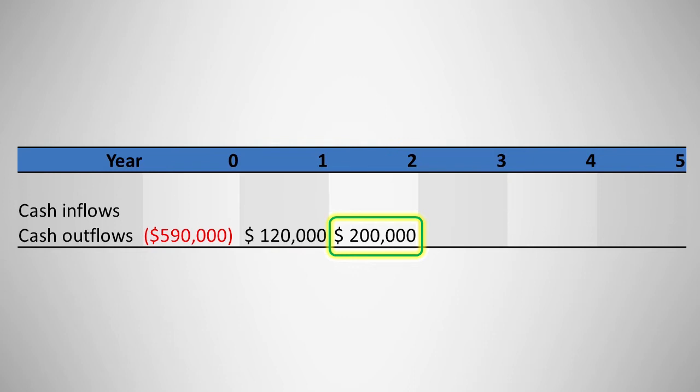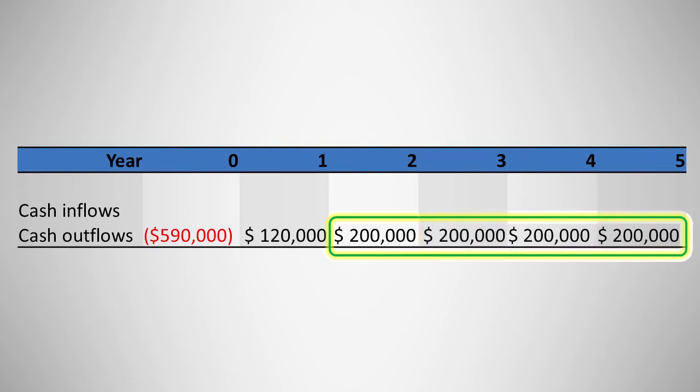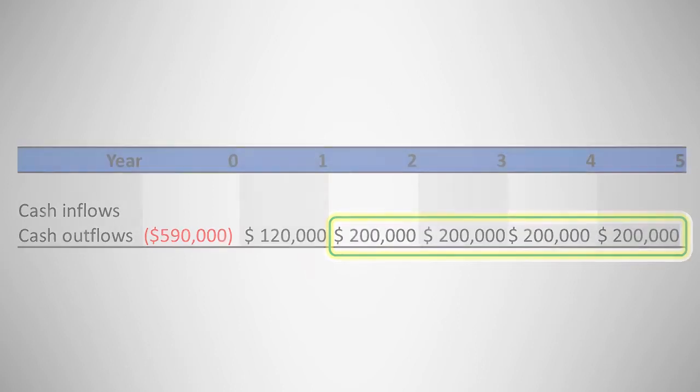These savings in cash outflows are treated as positive cash flows in our NPV analysis. We need to apply these cash flows over the life of the project, and this machine has a useful life of 5 years.